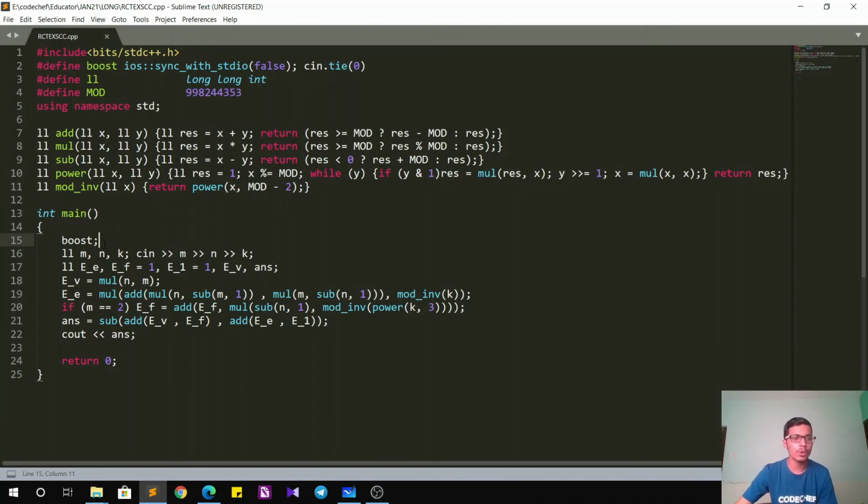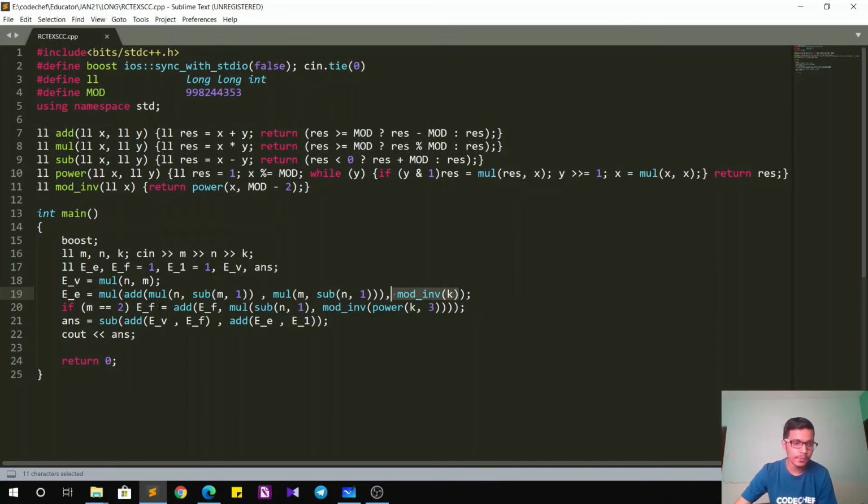So we start our code by taking the input m, n, and k, and then we have our four quantities, that is, expectation value of e, f, 1, and v, and also an additional variable answer. First we calculate the expectation value of v, which is nothing but multiplying n with m. All are modular operations, so the functions take care of all the modulo things. Then similarly, we also calculate the expectation value of e, that is n into m minus 1 plus m into n minus 1, divided by k. So the expectation value of E is calculated.